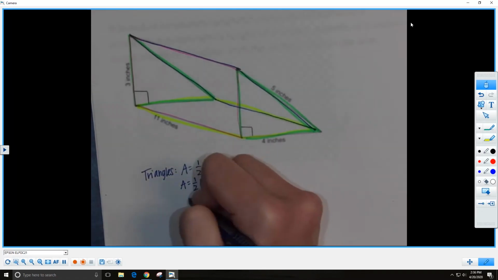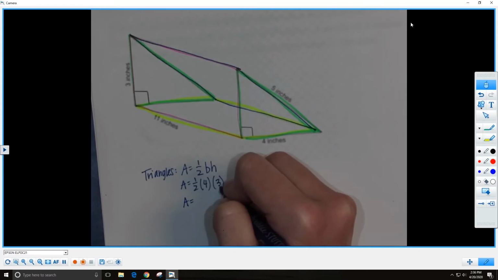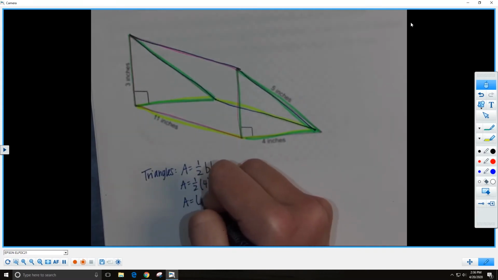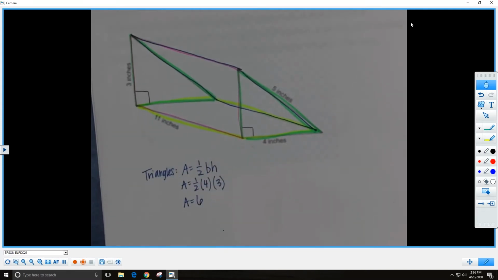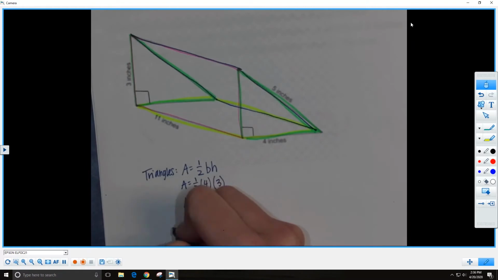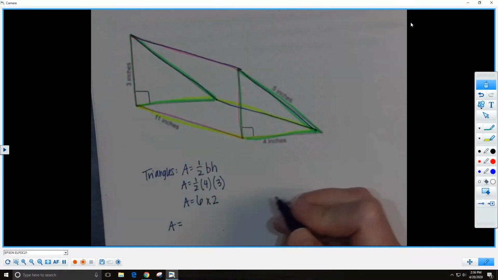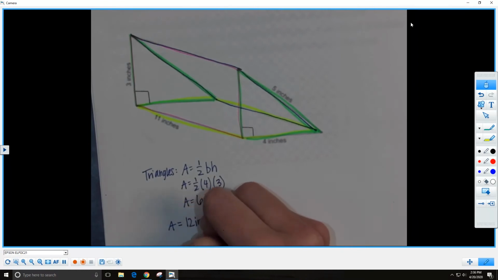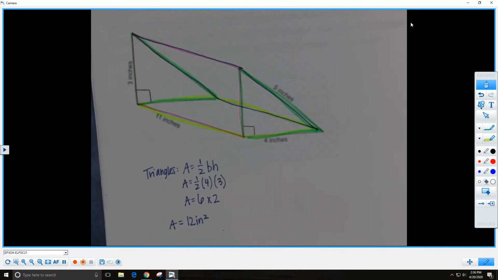And so when we go ahead and calculate that, 4 times 3 is 12, and 1/2 times 12 is 6. But remember that that's only one of those triangles, and there are two of them. So we're going to multiply that by 2 to figure out that the area of both of those triangles is 12 square inches. Both of those triangular faces is 12 square inches.